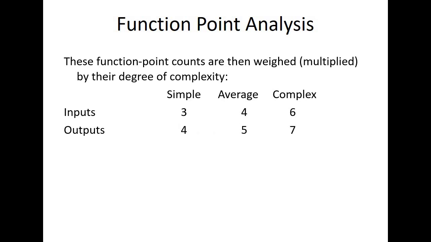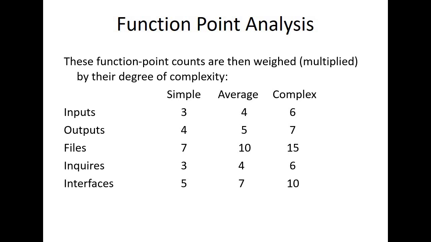Let's say for input I am giving 3 to the simple, 4 to the average and 6 to the complex. For output it is 4, 5, 7. For files it is 7, 10, 15. For inquiries 3, 4, 6. For interfaces 5, 7, 10.